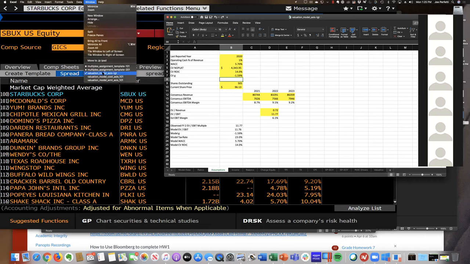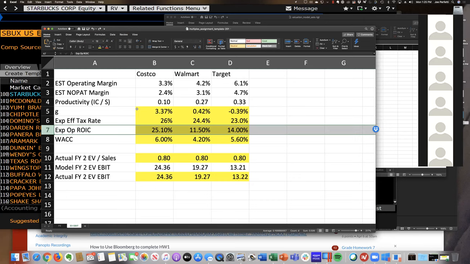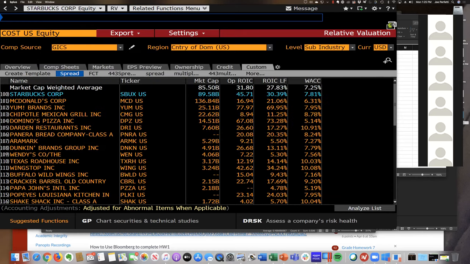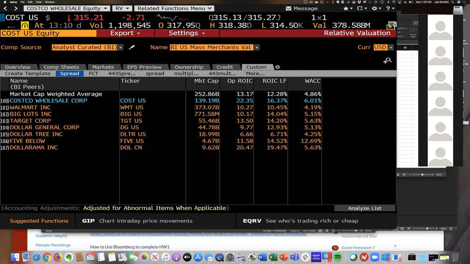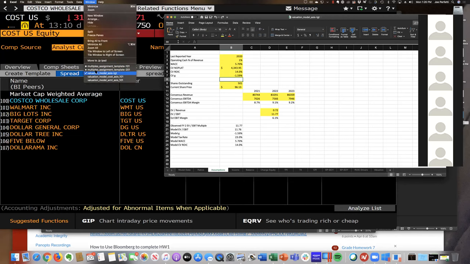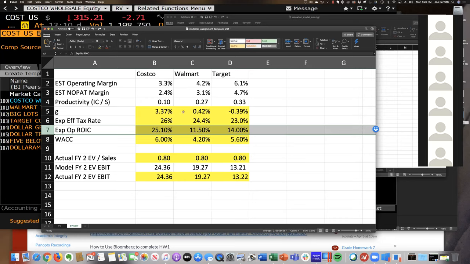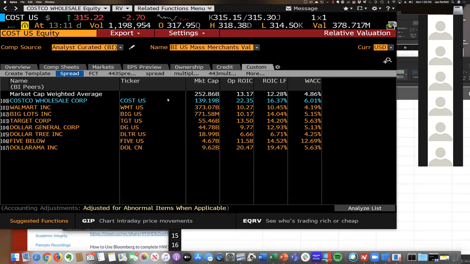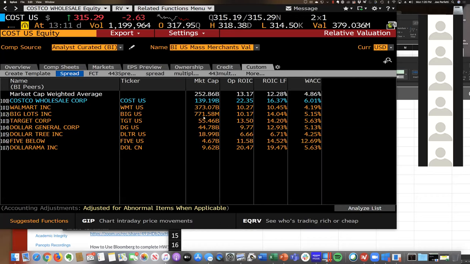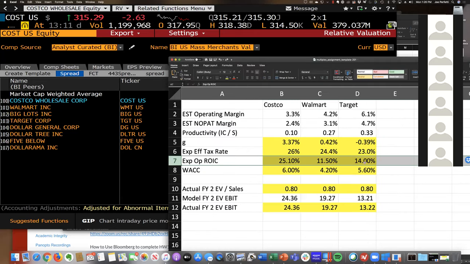Okay. Now, it's not ideal. That'll be for these ROICs here. Okay. It's not ideal, but let me give you an example of this. If I were to switch this to Costco, then the Costco ROIC here, calculating our Bloomberg template for last fiscal year, 2019, is 22%. And in our model, we had estimated in our valuation 25. For Walmart, last year, Walmart operating ROIC was 10.3, and we had estimated 11.5 in our model. Last year, Target was 13.5. We had estimated 14 in our model.